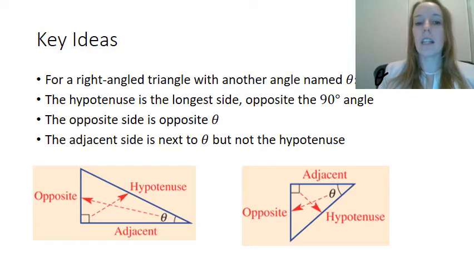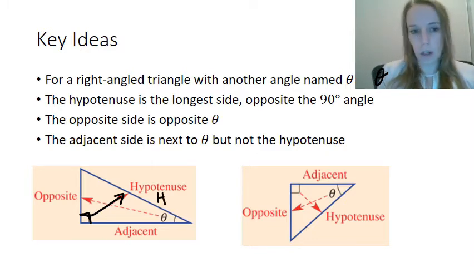The hypotenuse is the longest side, opposite the 90-degree angle. You can see down the bottom here we have our symbol showing we have a right angle, and the one opposite that is going to be our hypotenuse. We sometimes will just use the symbol H for hypotenuse.